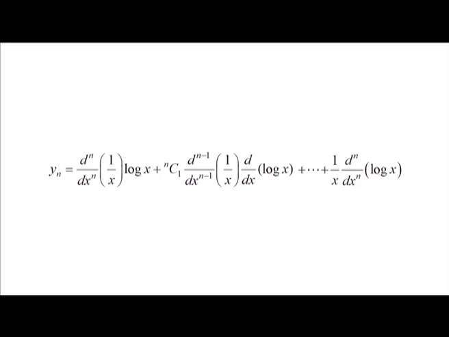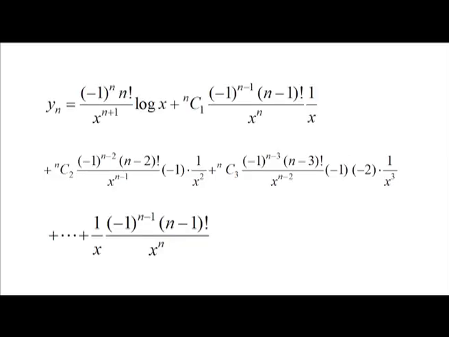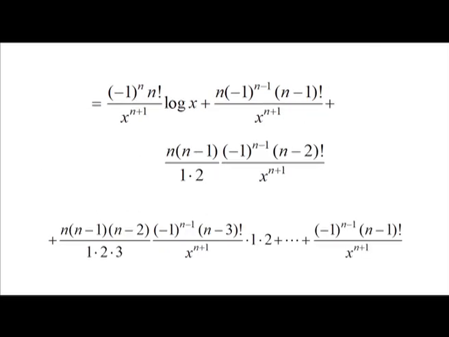Hence, using the standard results discussed in the previous section, we have yn = (-1)^n n! / x^(n+1) into log x + nC1 (-1)^(n-1) (n-1)! / x^n into 1/x + nC2 (-1)^(n-2) (n-2)! / x^(n-1) into (-1) into 1/x^2 + nC3 (-1)^(n-3) (n-3)! / x^(n-2) into (-1) into (-2) into 1/x^3 plus etc., plus 1/x into (-1)^(n-1) (n-1)! / x^n, which is equal to (-1)^n n!